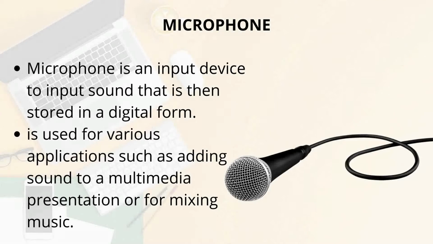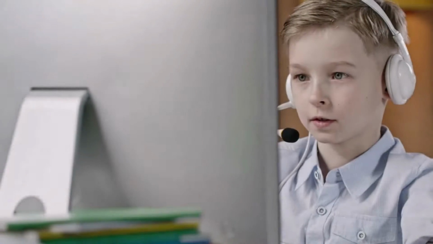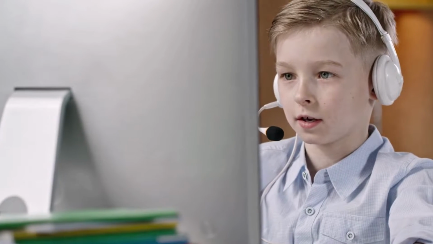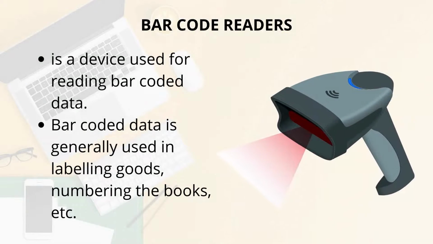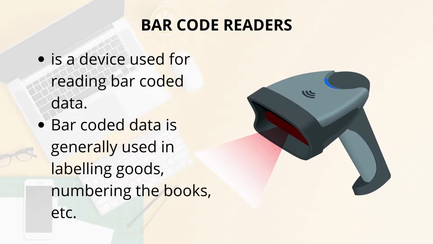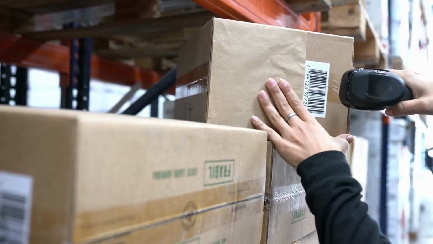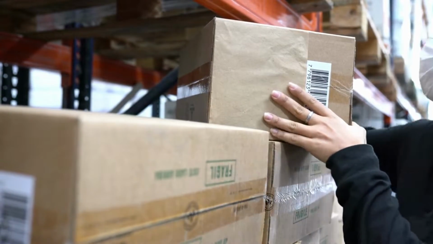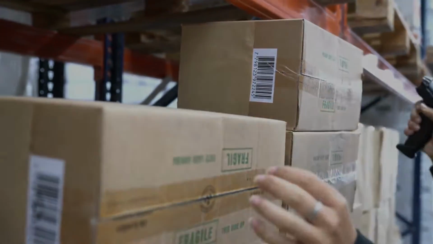Microphone is an input device to input sound that is then stored in a digital form. It is used for various applications such as adding sound to a multimedia presentation or for mixing music. Barcode readers is a device used for reading barcoded data. Barcoded data is generally used in labeling goods, numbering the books, etc.